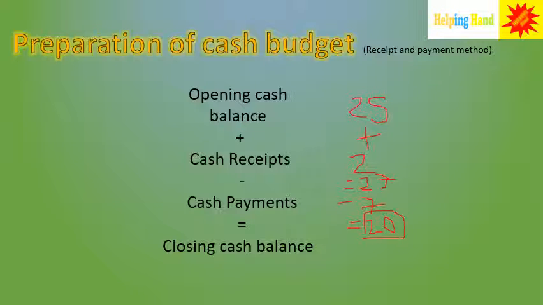So this is the basic understanding. What is the opening balance which is available with us? What is the cash we have in our hand? What are the various receipts that we are going to receive in that particular budget period? What are the various payments that we are going to incur in that budget period? And finally, what is the cash that we shall have at the end of that budget period shall be determined under the cash budget. This is the receipt and payment method.